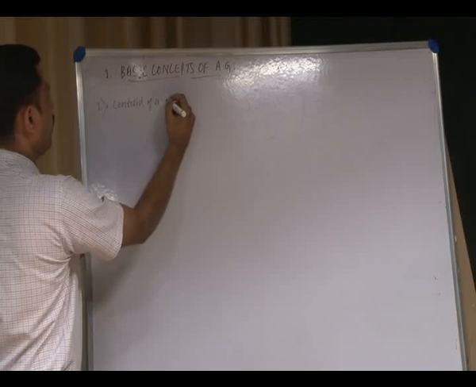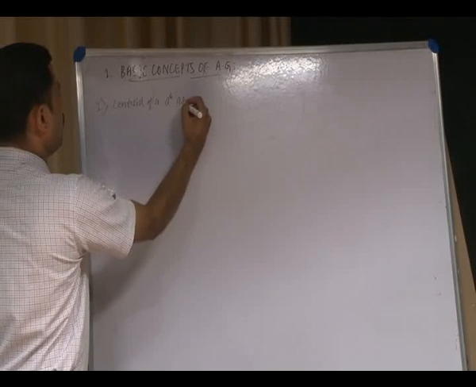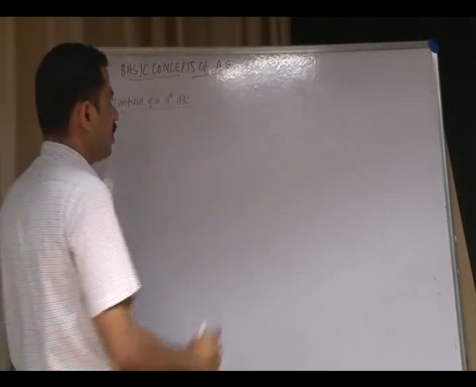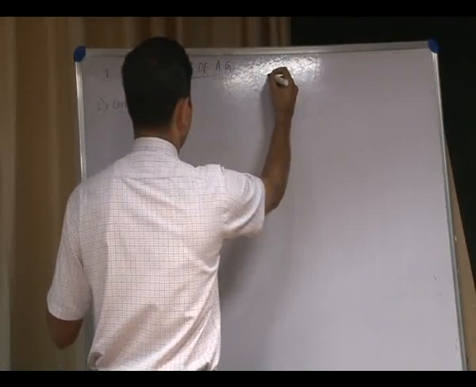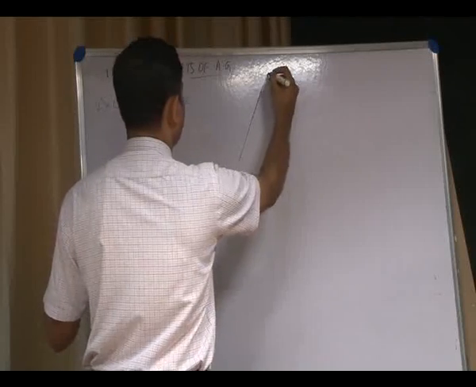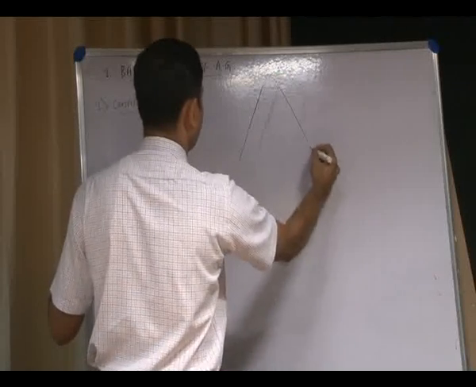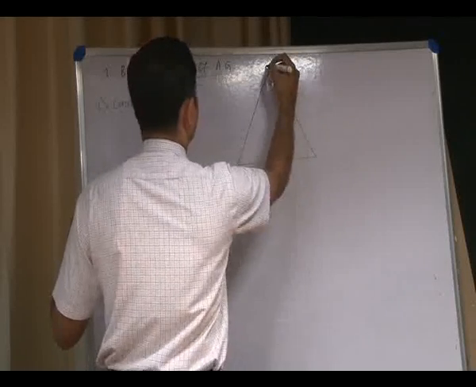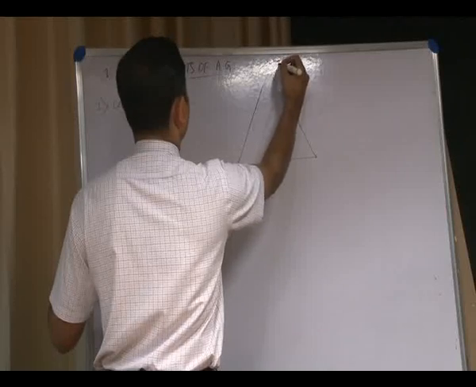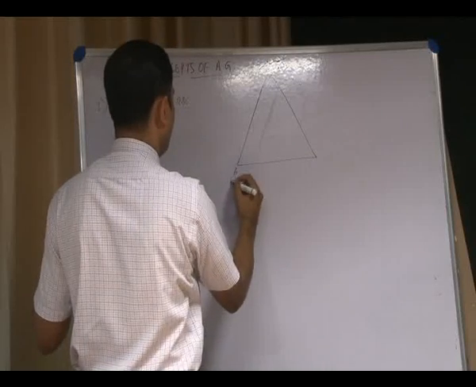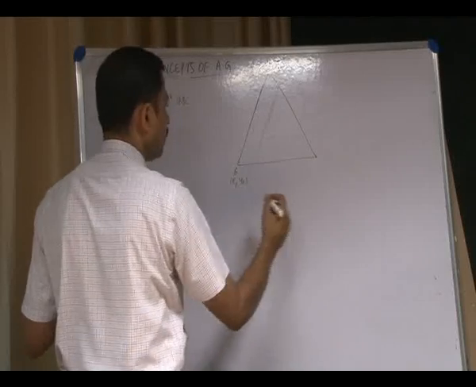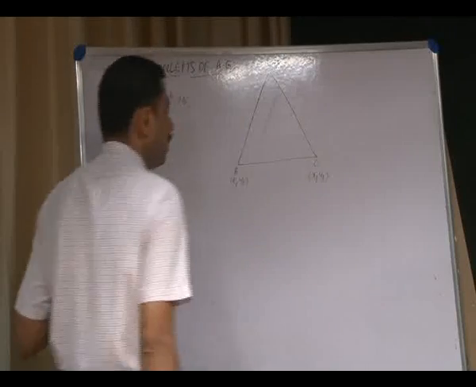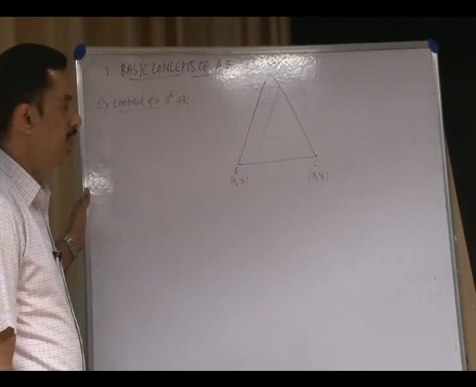Centroid of a triangle ABC. Centroid means, suppose you consider one triangle ABC, so A (x1, y1), B (x2, y2) and C (x3, y3) are the vertices of the triangle ABC.